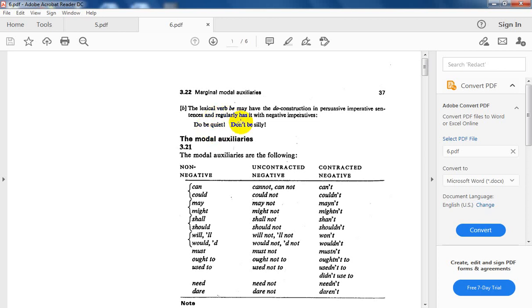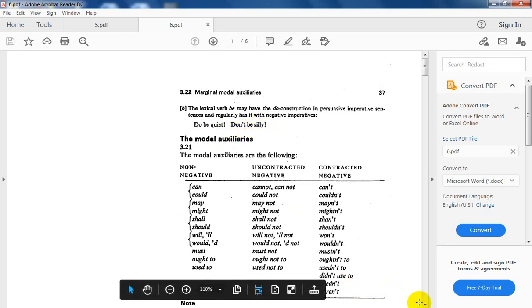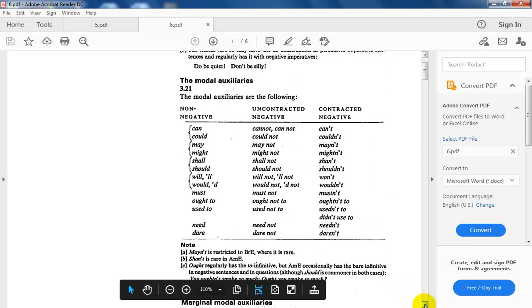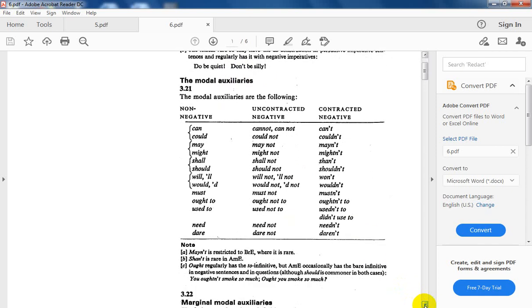In negative form, it is what? Don't be silly, for example. Starting with don't followed by be and the complementation. The second category of the auxiliary, the functional, the modal auxiliaries. Again, these will be studied in more detail at the end of this chapter by God's will. What are they?